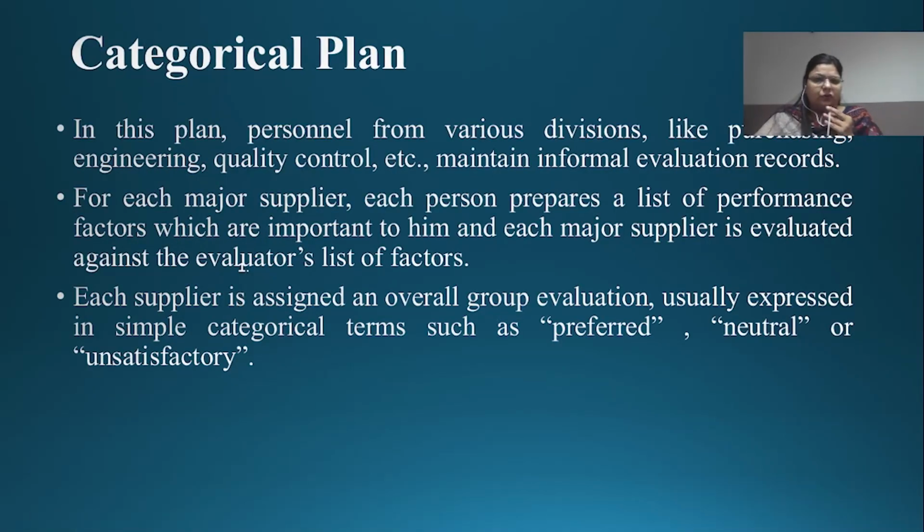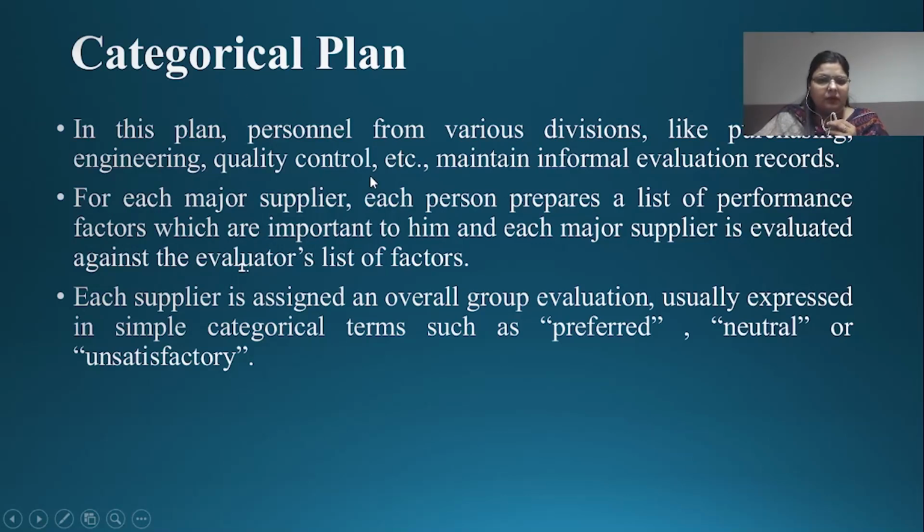Basically, what is the categorical plan? In this plan, personnel from various divisions like purchasing, engineering, quality control, etc., maintain an informal evaluation record for the particular selection of the vendor.